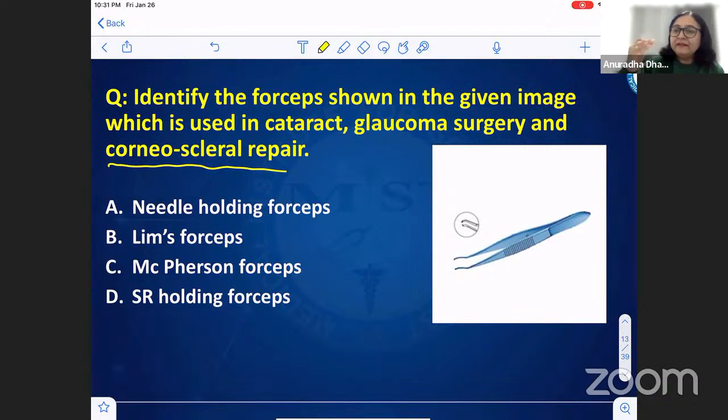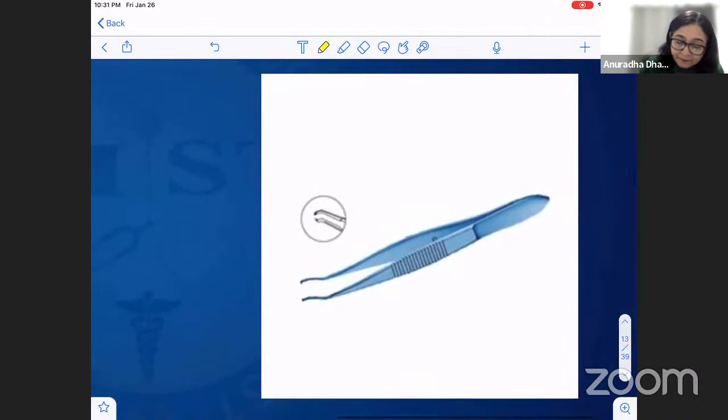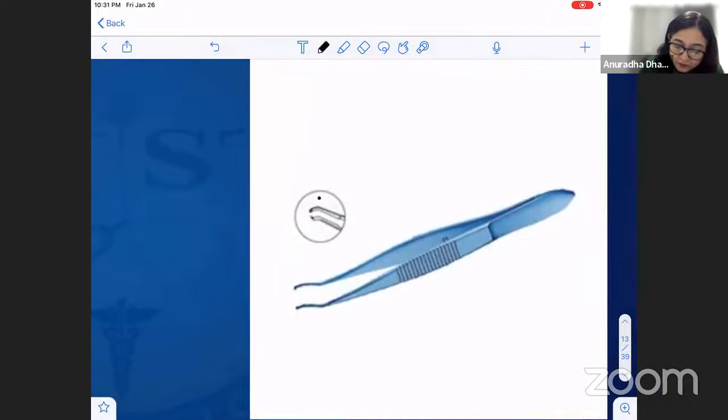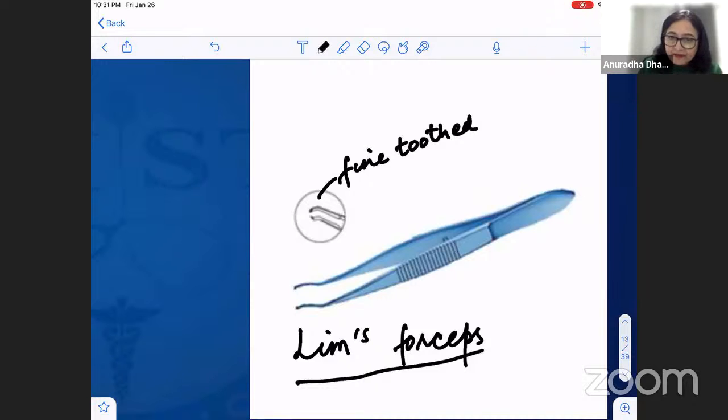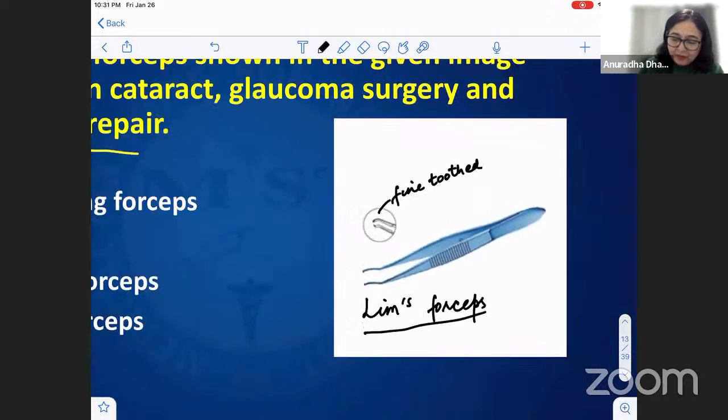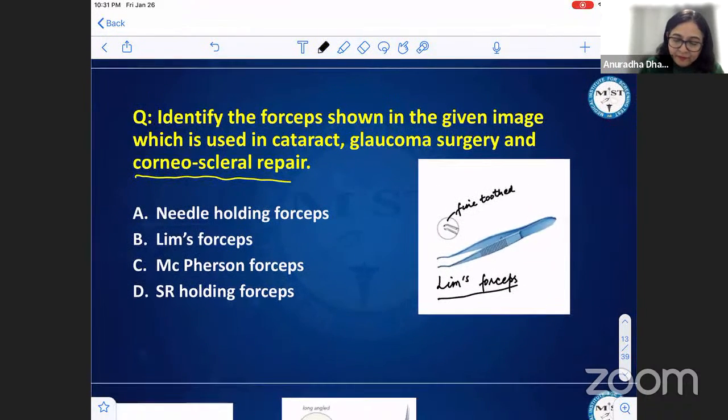Because they have mentioned that this forceps can be used for cataract surgery, glaucoma surgery, and corneoscleral repair, this forceps is your corneoscleral forceps, which is a fine toothed forceps. It has very fine teeth, to hold cornea or sclera or even conjunctiva without causing any trauma to the tissue. And this is your Lim's forceps. The examiner showed you the image of Lim's forceps, telling you about the surgeries where it is used, and you had to identify that. So Lim's forceps, or the fine tooth corneoscleral forceps, is the answer to this question.